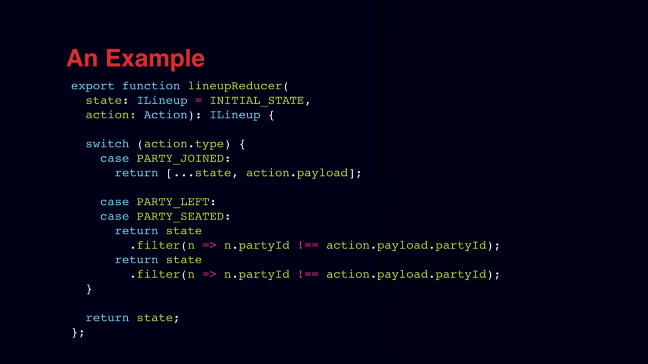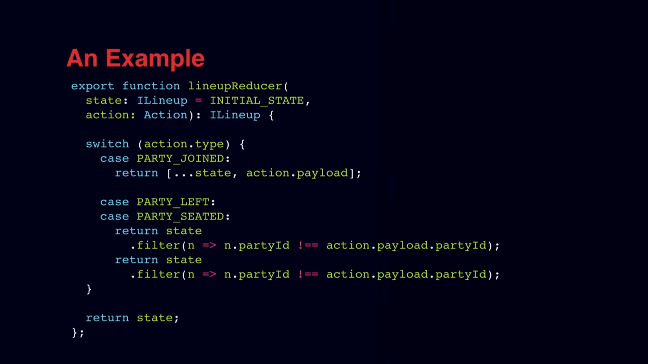It has an initial state, which is typically going to be an empty line. When somebody joins, it returns a new line with that person in it. When somebody leaves or when somebody's seated, it does the exact same thing. It returns a new lineup with that person removed, filtered out. This reducer is only concerned about the lineup. Managing who's at a table is another reducer's job. And so this is the building block of our application's logic.